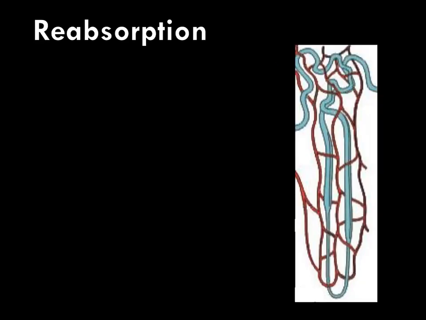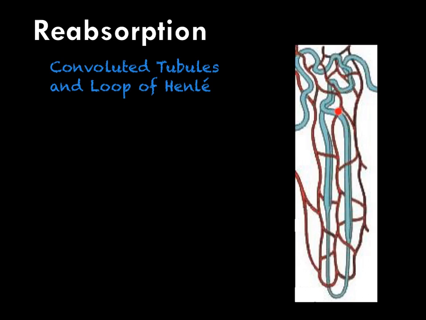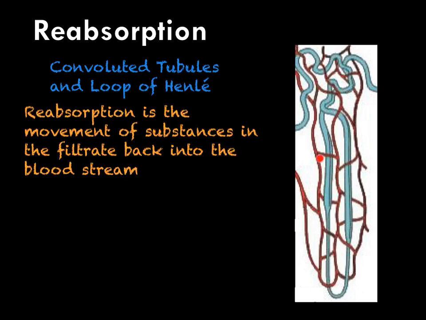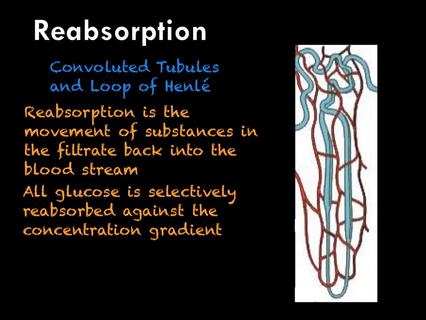Once the filtrate reaches the convoluted tubules and the loop of Henle, reabsorption takes place. Reabsorption is the movement of the substances in the filtrate from the filtrate into the bloodstream. The body will selectively reabsorb all of the glucose, moving it back out of the nephron into the bloodstream against the concentration gradient. We will also get the diffusion of salt ions back into the blood as well.